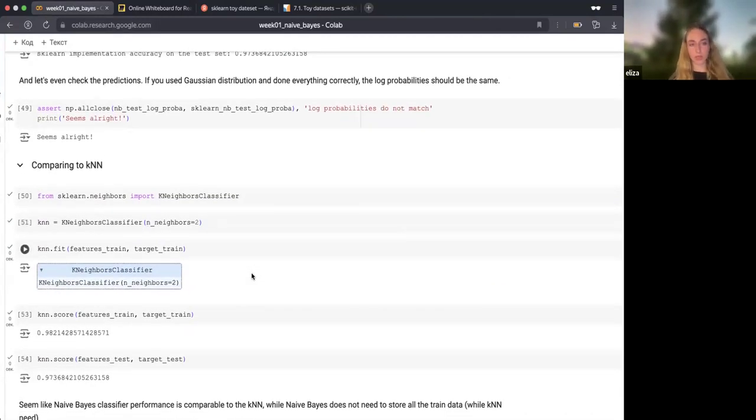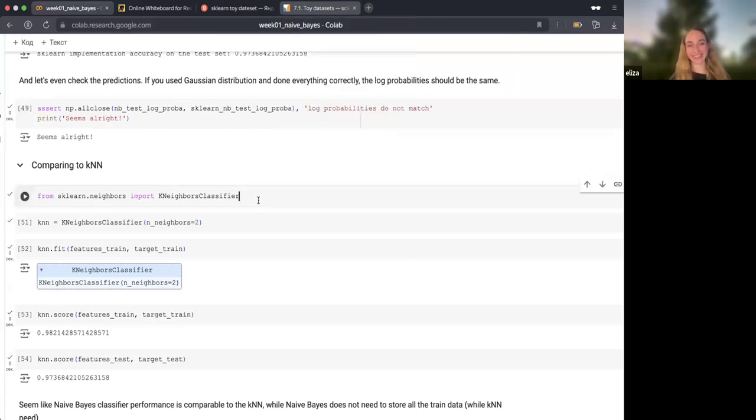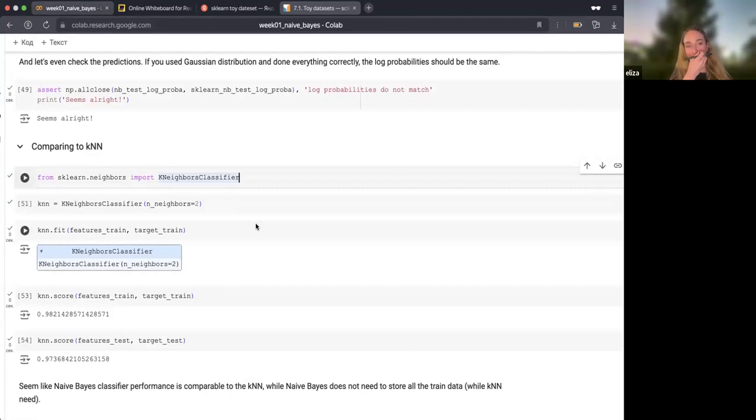I think, tell me please, who knows about the KNN method, K-neighbors classifier? Or you can say if you don't know about it. Okay, I think we will describe this method in more detail in the next part of our seminars.